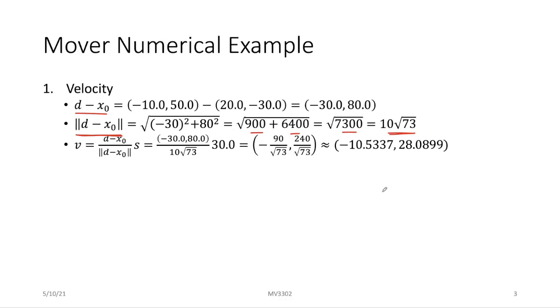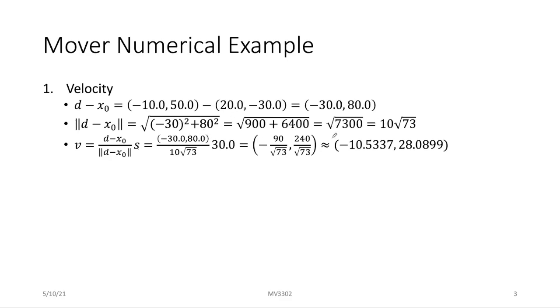Okay, so now we have all the information to compute our velocity. So that's the difference vector. Let me get rid of all this nonsense here. Okay, so we have the difference vector divided by the distance, and this is a unit vector in the right direction. We multiply it by our speed, and now we have a vector in the right direction at the right speed, and that's what velocity is.